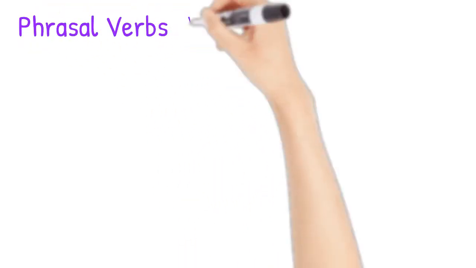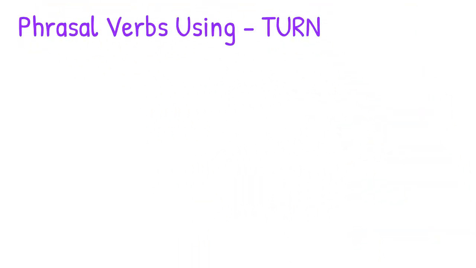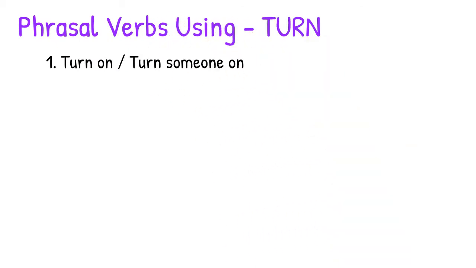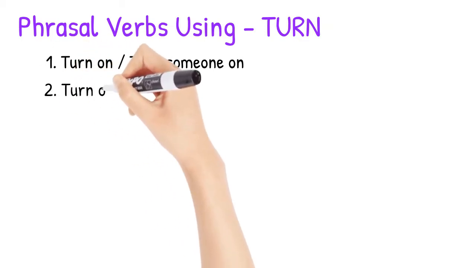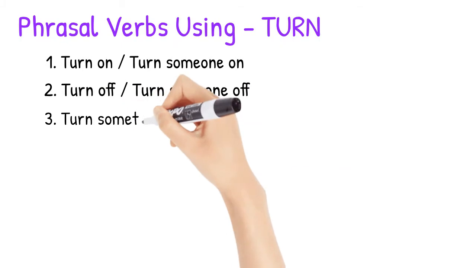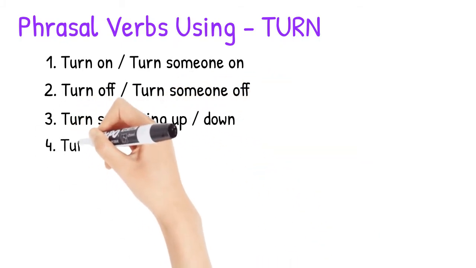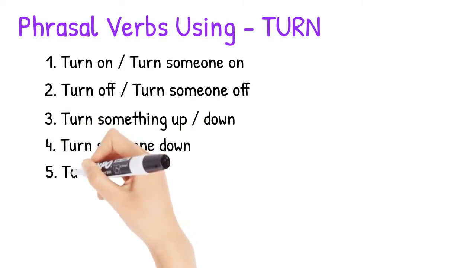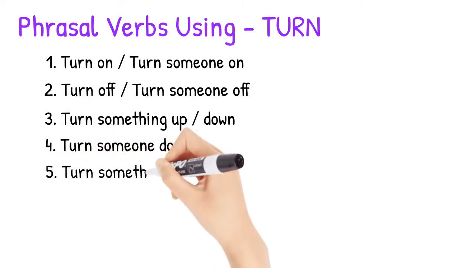In this video, we're going to learn 7 major phrasal verbs using the verb turn. A phrasal verb is a verb plus a preposition like on or off or around, etc. So number 1, turn on and turn someone on. These are 2 different expressions. Number 2, turn off and turn someone off.